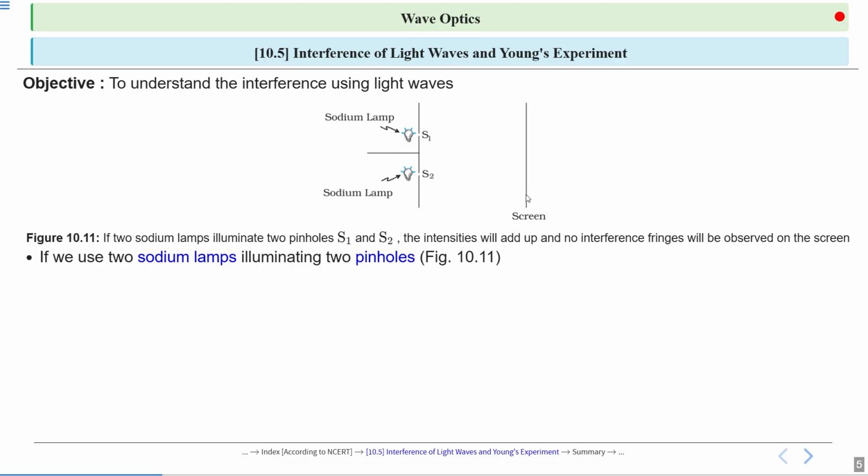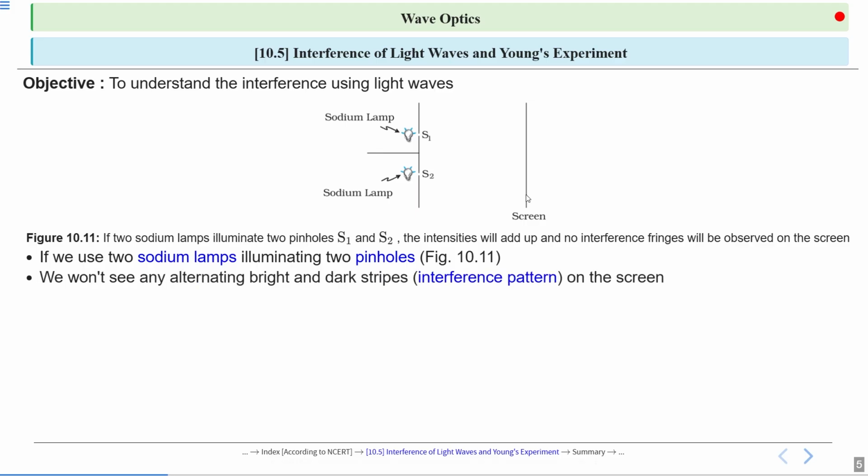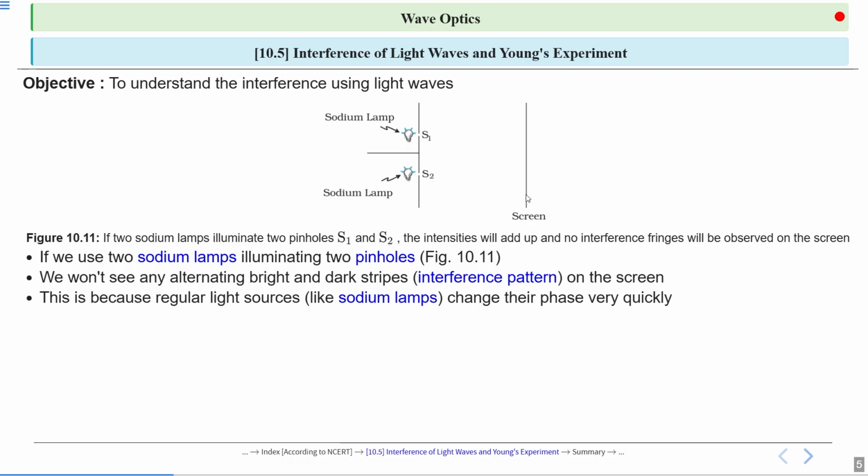So this is an important observation because it highlights the conditions under which interference patterns do not form. We won't see any alternating bright and dark stripes, that is known as an interference pattern. What is an interference pattern? That is alternating bright and dark stripes, or we can say fringes, on the screen. We will not see that pattern. So this absence of a pattern is key to understanding the behavior of light in this setup. The reason we don't see an interference pattern is that regular light sources like sodium lamps change their phase very quickly. This rapid phase change prevents the formation of stable interference patterns.